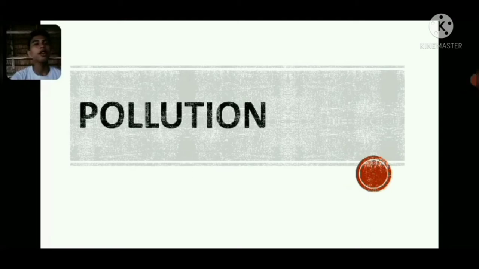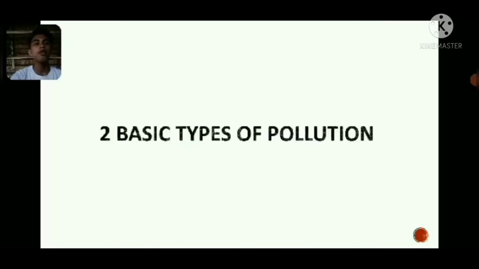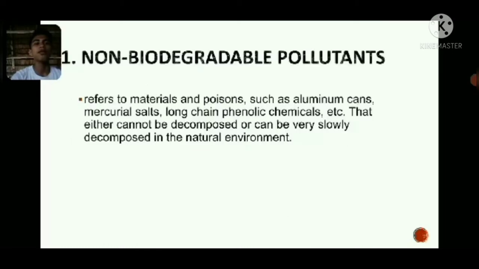Our topic for today is all about pollution. Pollution is the unfavorable modification of the environment by man's activities. There are 2 basic types of pollution. First, non-biodegradable pollutants or DMALATA.